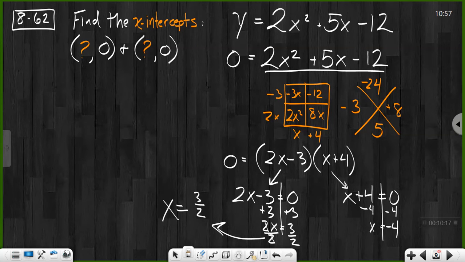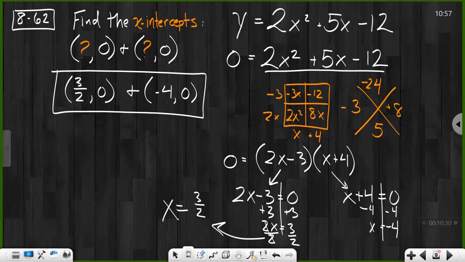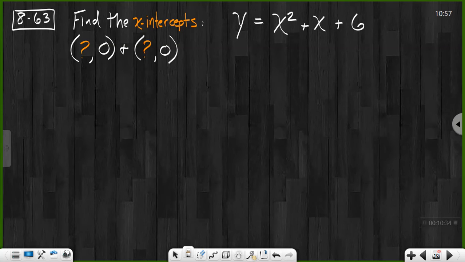So if I'm looking to find the x-intercepts, I know that one of them is (3/2, 0), because y was 0. And the other one is (-4, 0). Those are the two x-intercepts for this parabola. Let's try it again. Let's take a look at this example. Find the x-intercepts of y equals x squared plus x plus 6.